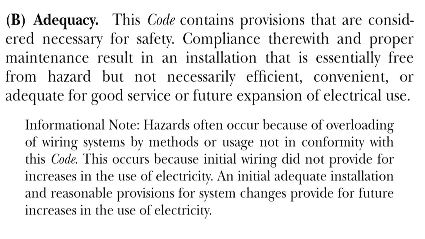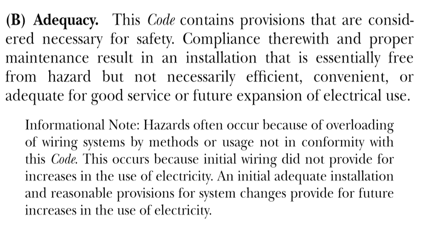Do we have an idea how many informational notes there are? Quick search was 881. So there's 881 notes in the code. Here is the first note in the code. This is 90.1(B), Adequacy. And the note says this: hazards often occur because of overloading of wiring systems by methods or usage not in conformity with the code. They're just telling you some information. This occurs because the initial wiring did not provide for increases in the use of electricity.